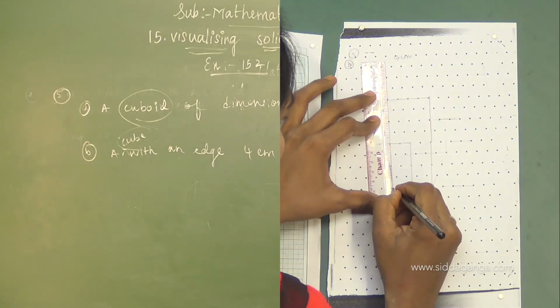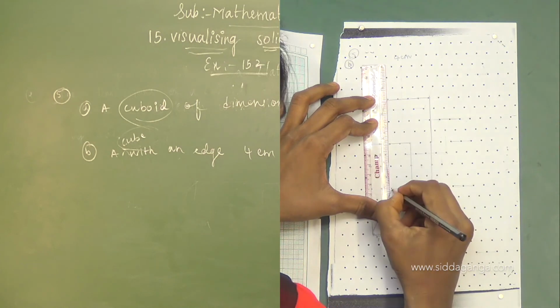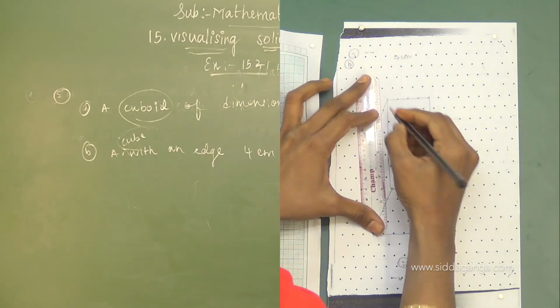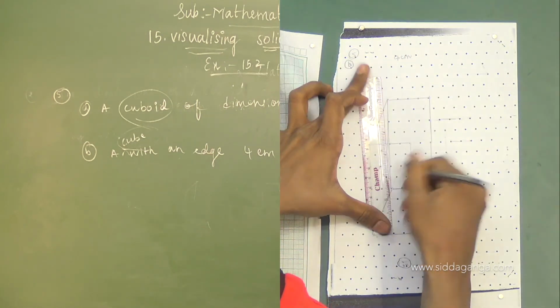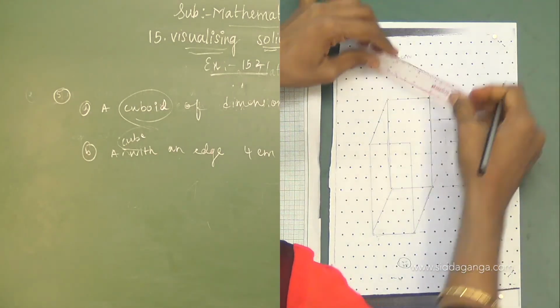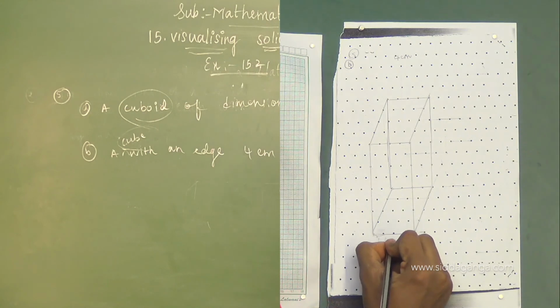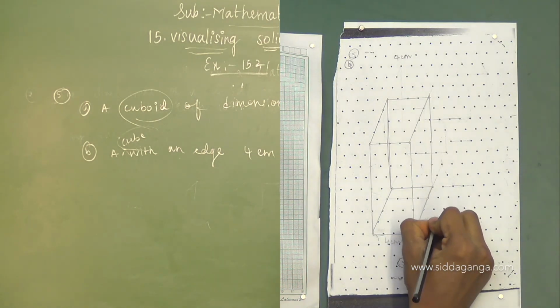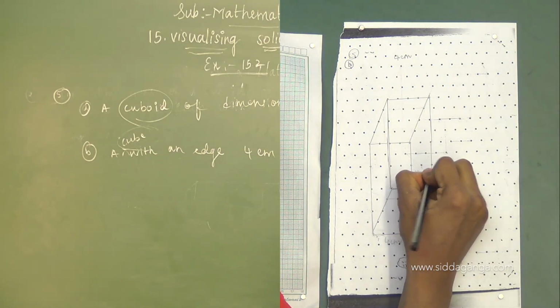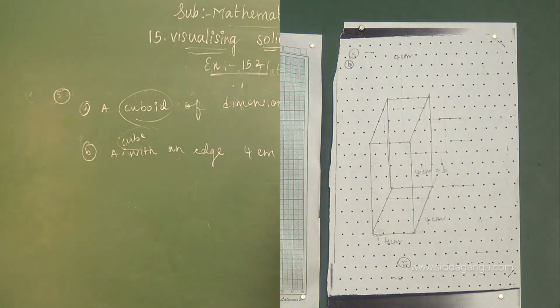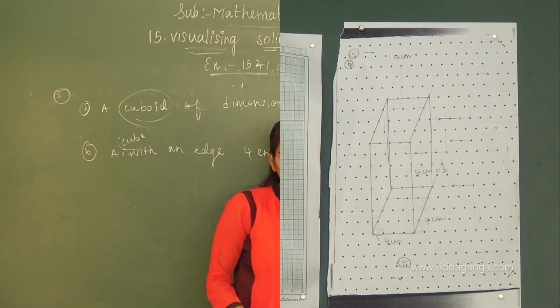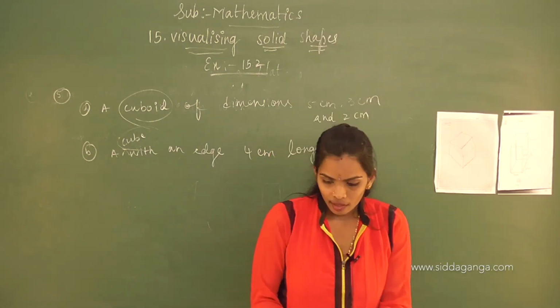See here, this one will be the cube, this is the cube of 4 centimeters length, 4 centimeter height and 4 centimeter breadth. Okay children, I hope you understand. Thank you.